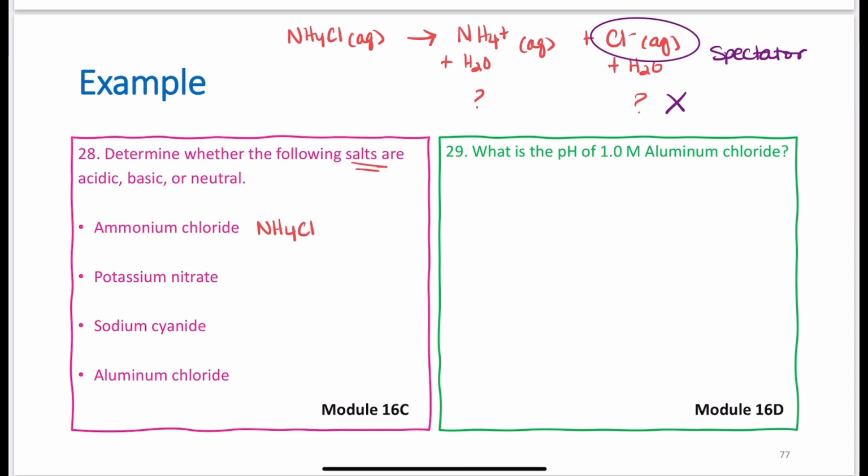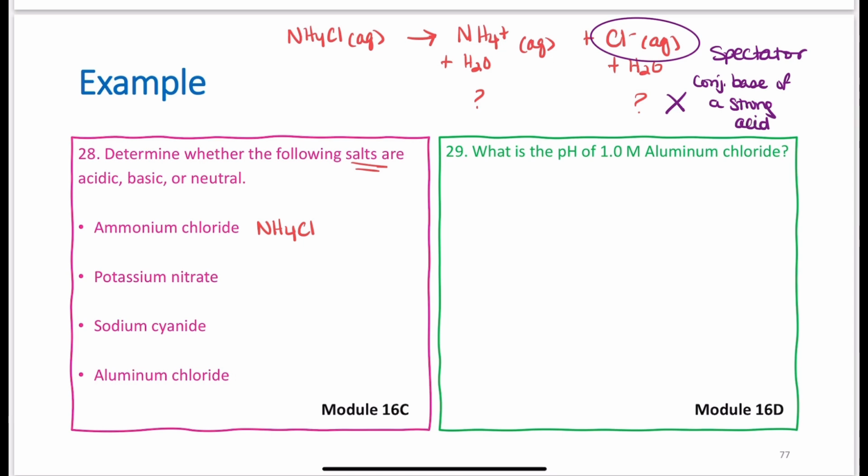It causes the solution to be neutral. It's the conjugate base of a strong acid, which means it's a very weak base. It's a very stable base. It's so stable as a base that it's not going to pull a proton off the water.